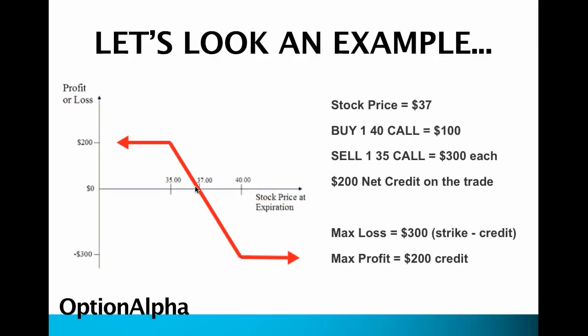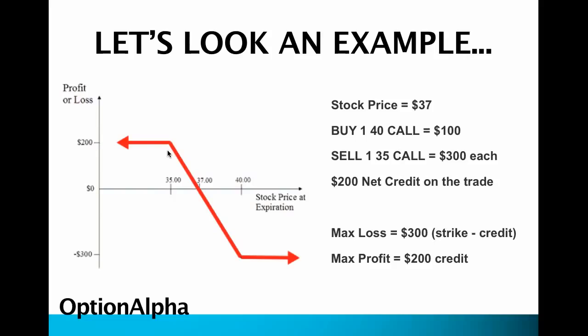Let's look at an example. So again, let's take a stock price that's right at $37 right now. So we would buy one call option. Again, this is out of the money, so it's going to be cheap at $100. And we're going to sell the 35 call that's in the money or at the money, depending on how the pricing is, for $300 apiece. Now that sale of $300 and the purchase of $100 still give us a net credit on the trade of $200, which we immediately get into our account. That's sent right to your broker's account, and that's a credit in your account, real money.